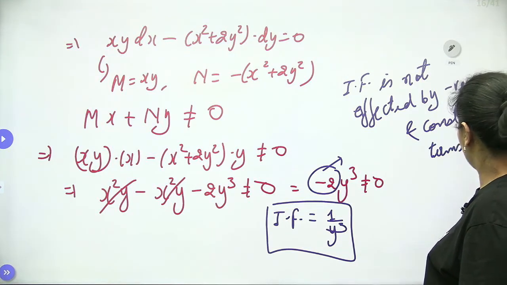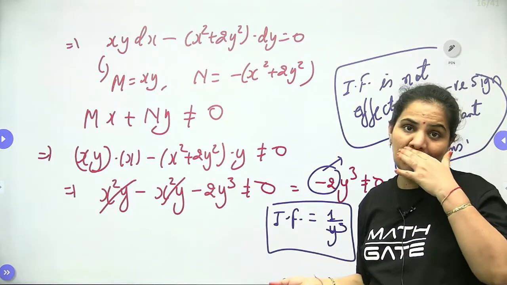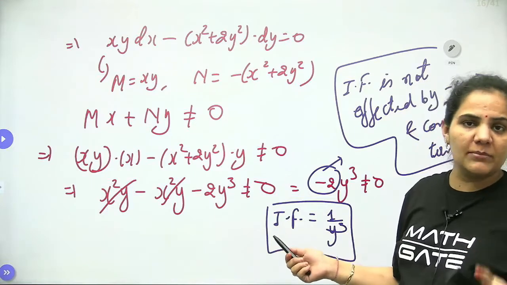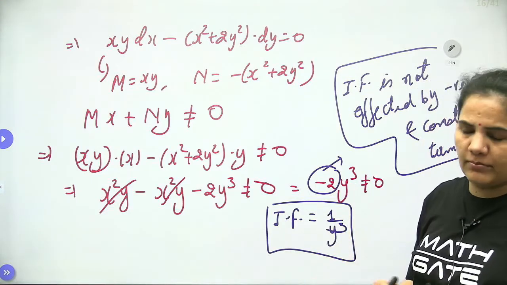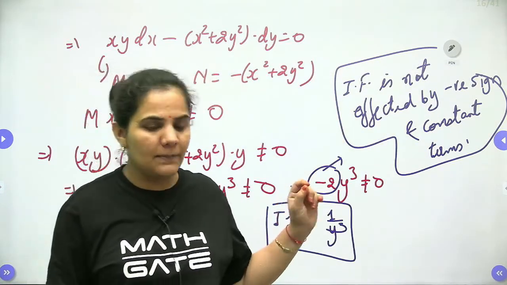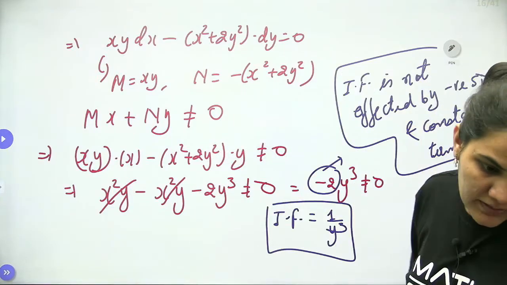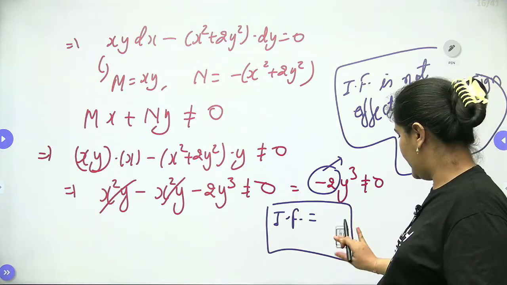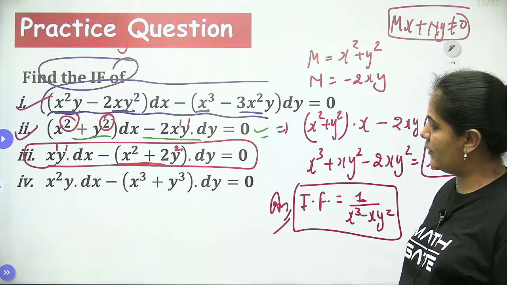You should be aware of this one, because if we have options in this question and in the options 1 by y cube is mentioned, then you will go with 1 by y cube only, because here the minus 2 is not at all an important thing. So you can directly say that it will be 1 by y cube only. Okay guys, so we can easily approach this one.